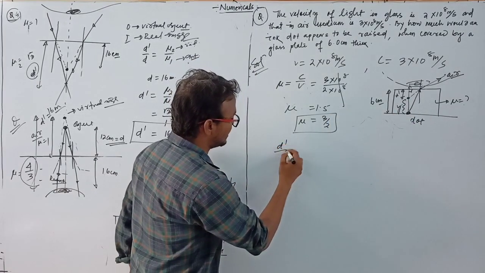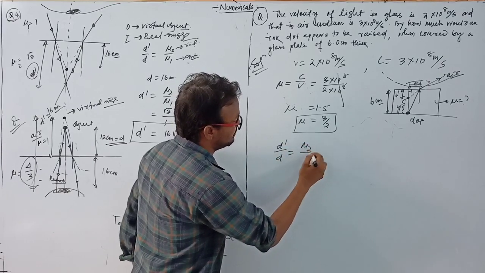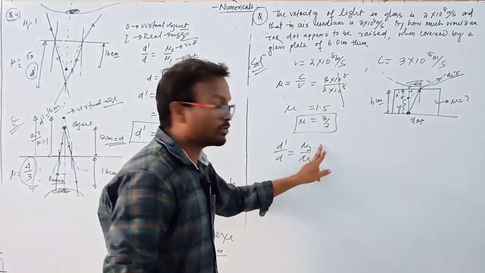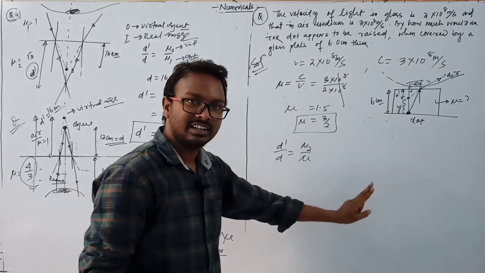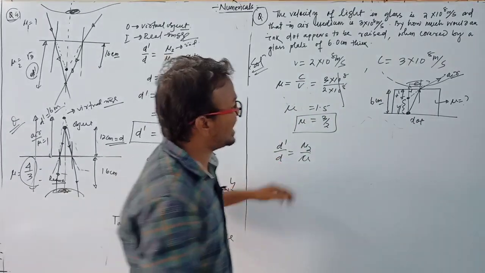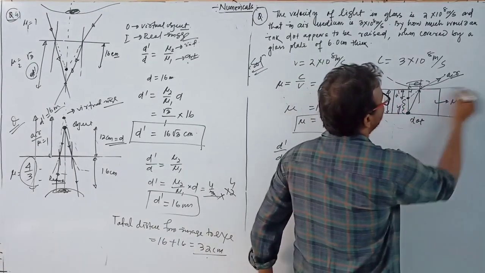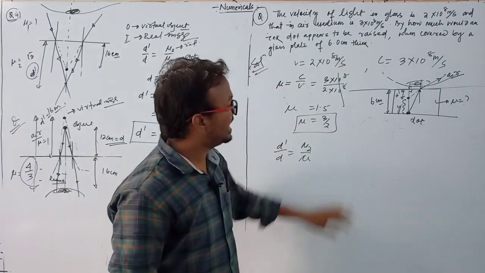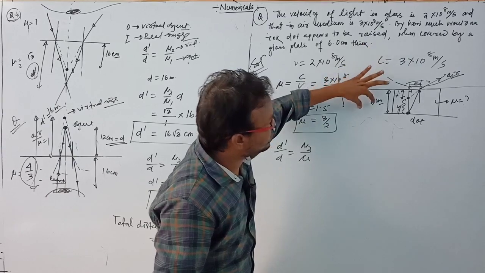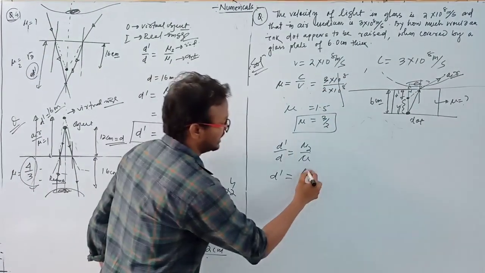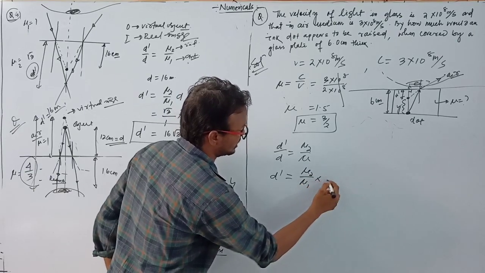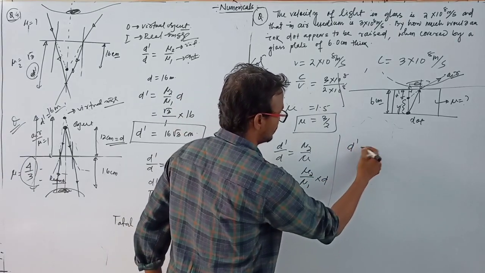Now we have to use the concept D dash by D equal to mu 2 by mu 1. And what is mu 2? We already discussed. Mu 2 means refracted ray medium, mu 1 means incident ray medium, and all the distances are measured from the interface separating the two media, and this is air medium and this is glass medium. So in this case we can write D dash equal to mu 2 by mu 1 into D.